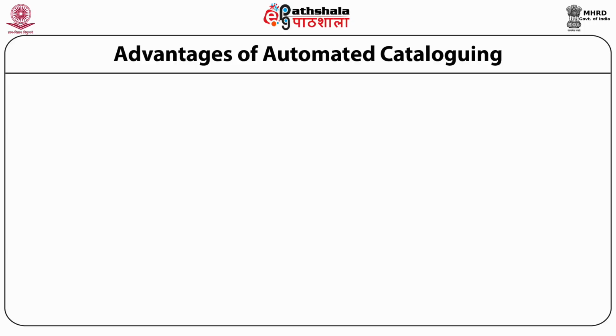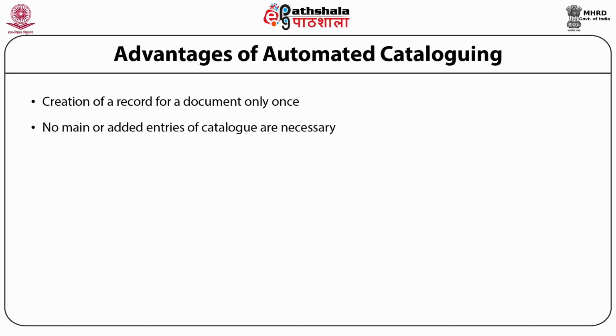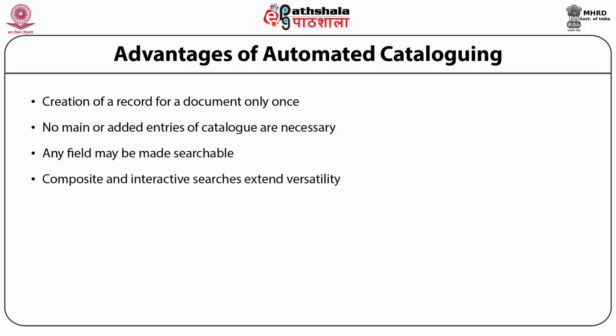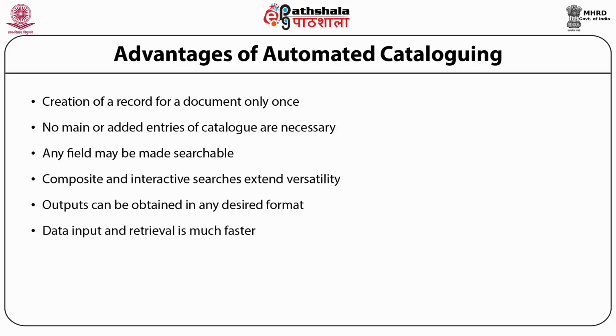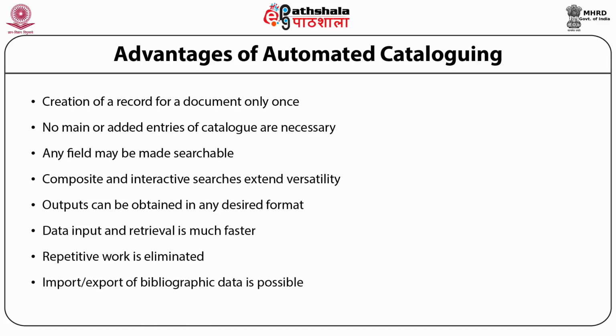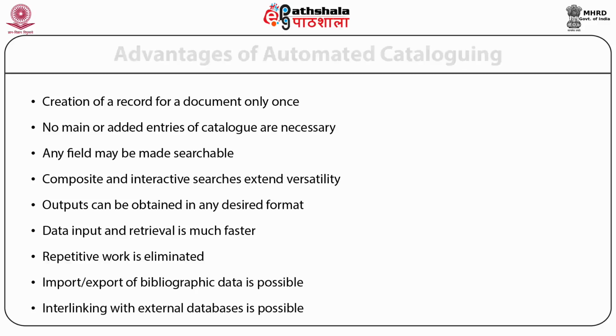Advantages of automated cataloging. Creation of a record for a document only once. No main or added entries of catalog are necessary. Any field may be made searchable. Composite and interactive searches extend versatility. Outputs can be obtained in any desired format. Data input and retrieval is much faster. Repetitive work is eliminated. Import or export of bibliographic data is possible, and also interlinking is possible with external databases.